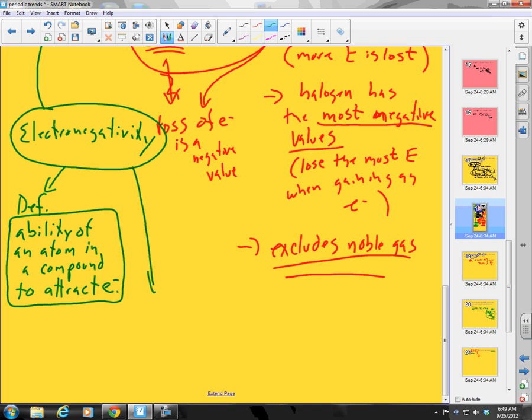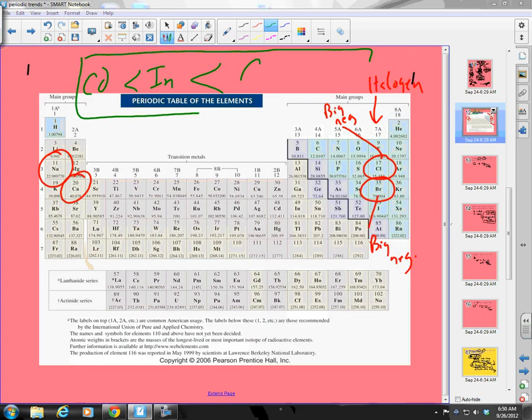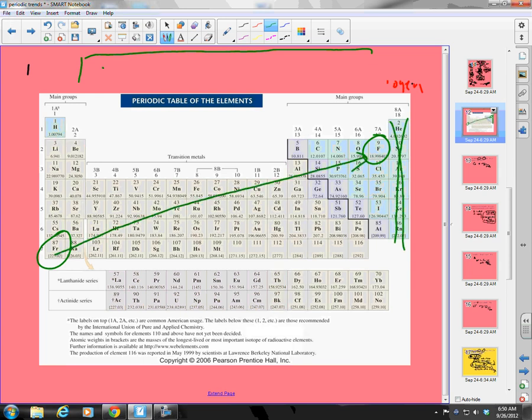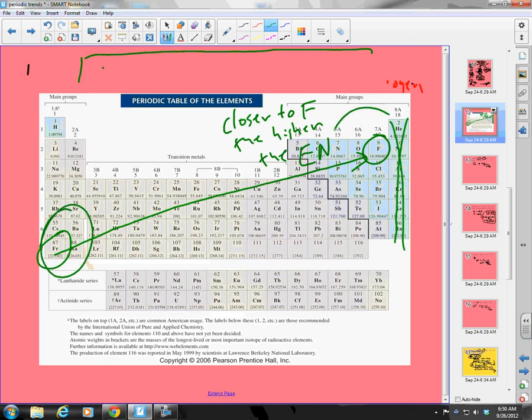And what is my trend? The trend is simple. Francium is the lowest, and fluorine is the highest. And that's all there is to it. So let's take a look at my periodic table to clarify this better. It'll make more sense with the picture. Here's francium, it's the lowest. Here's fluorine, it's the highest. Once again, we ignore my noble gases, and the trend is this way. So, rule of thumb, the closer to fluorine, the higher the electronegativity, EN. If you're way over here by francium, it's low. If you're up here, it's high.